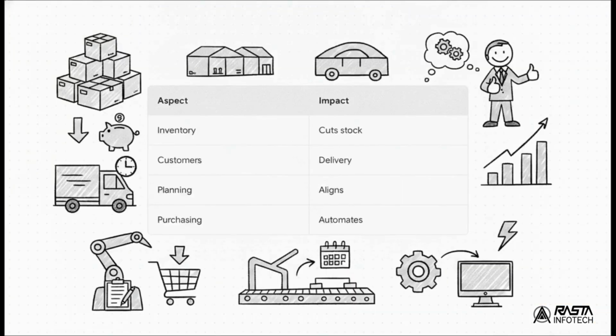Section 4. Real-world business impact. Now, what's really fascinating is looking at how this technical alignment actually transforms a business in the real world. For inventory management, TOR physically reduces your excess stock, which drastically lowers carrying costs. For customer satisfaction, it ensures timely deliveries and builds trust. In production planning, it aligns your manufacturing schedules straight with real demand. And for procurement efficiency, it literally automates your daily purchase requisitions. It's a total game changer.